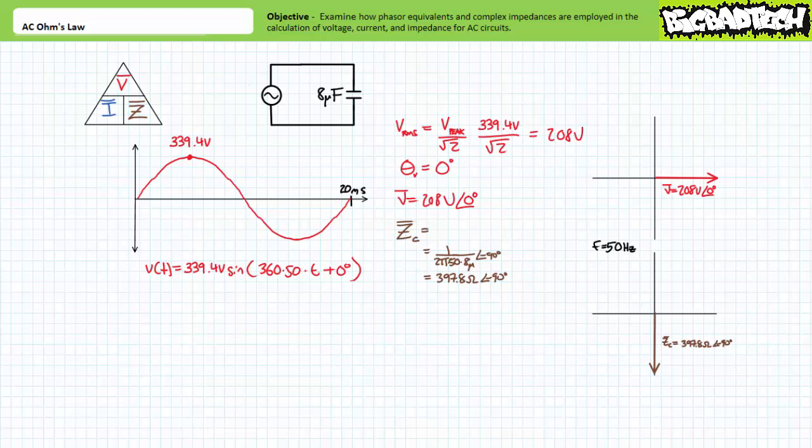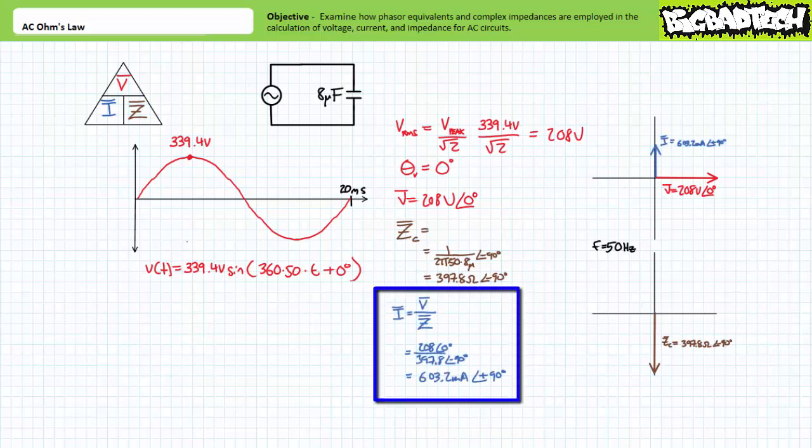Doing so yields Z equals 397.8 ohms at an angle of negative 90 degrees. Note the negative 90 degree direction for the capacitive complex impedance. If you're skilled in the manipulation of complex numbers, as I expect you to be, you should have an idea of what's coming next. Since we're being asked to solve for current, we divide the phasor equivalent voltage V by the complex impedance Z to solve for I, the phasor equivalent current.